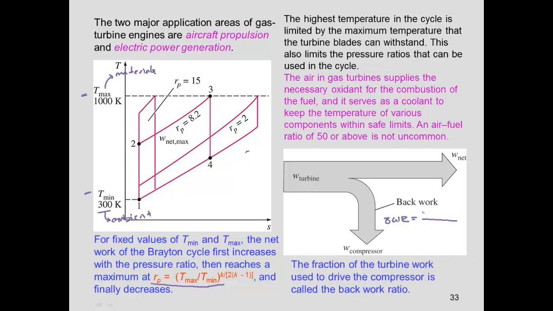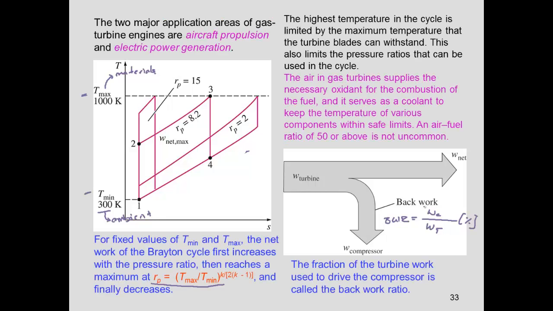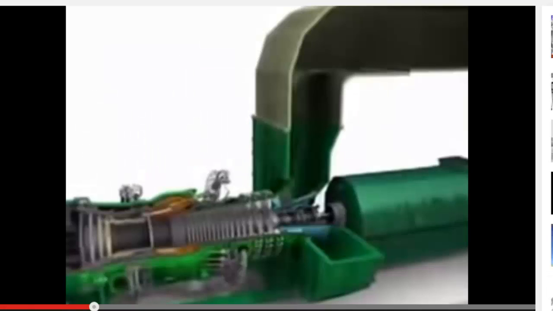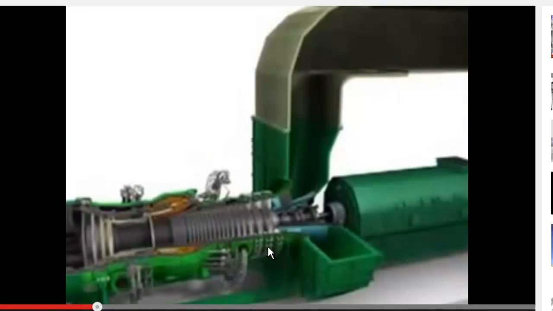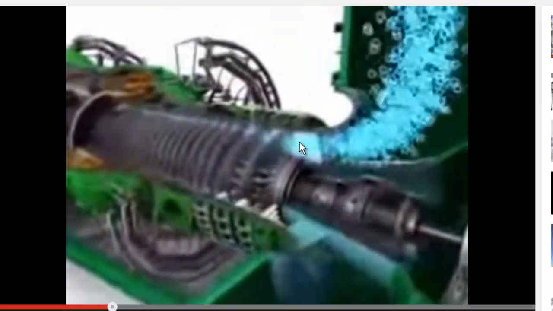And this work ratio will be the work of the compressor divided by the work of the turbine, and it will be expressed in percentage. Let's see now a video of how the turbine engine will work. In this video, we're going to watch the animation of how this engine behaves. It starts with drawing air to the compressor.